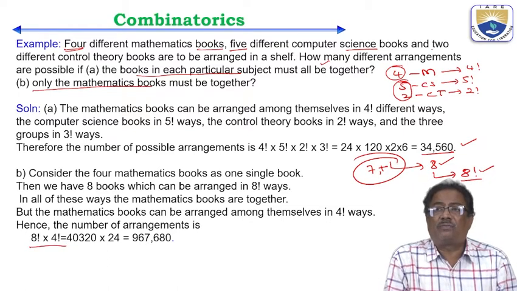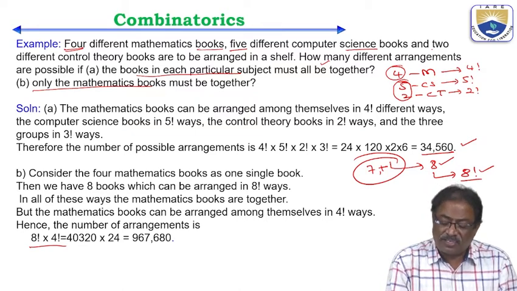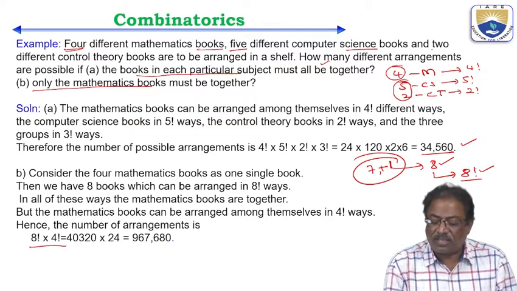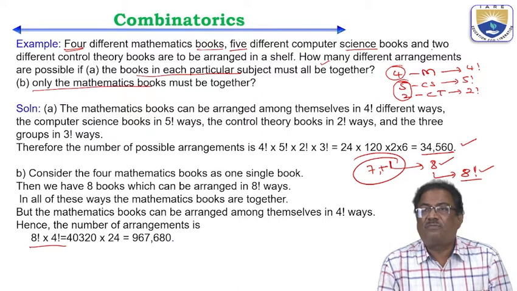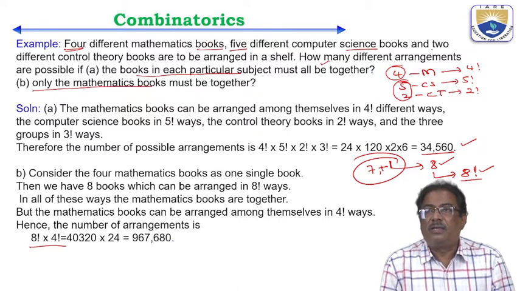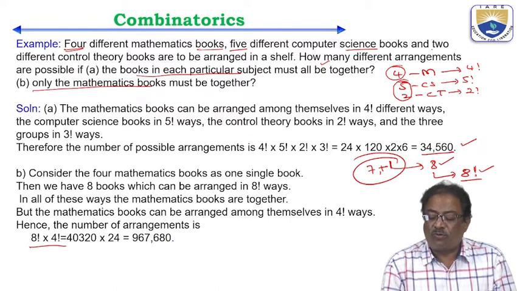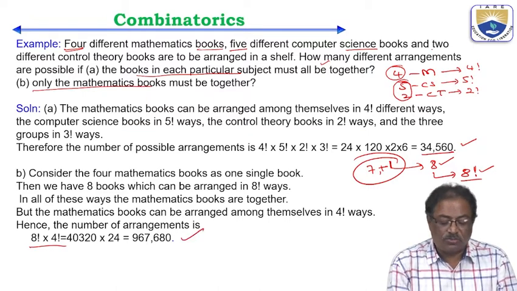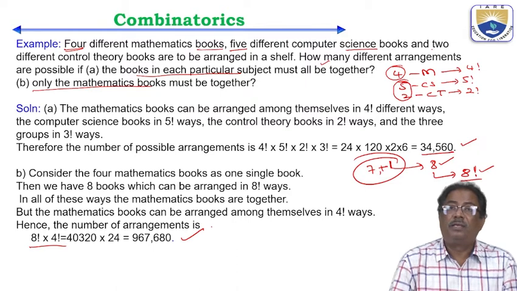So the total number of arrangements: for each arrangement, there are 8 factorial, and there are 4 factorial arrangements of the mathematics books. So 4 factorial into 8 factorial. So these many arrangements are going to be obtained.